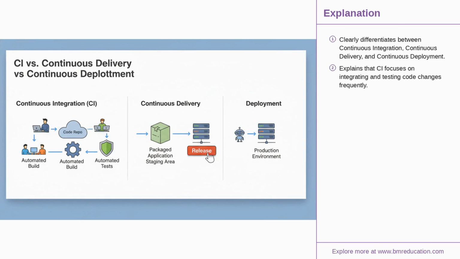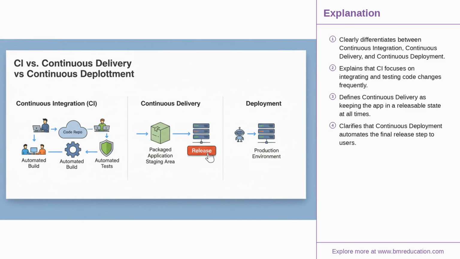While often used together, it's crucial to understand the distinct roles of CI and CD. Continuous integration is about frequently merging and testing code. Continuous delivery is about ensuring every validated change is always ready to be released. And a step further, continuous deployment automatically releases it.